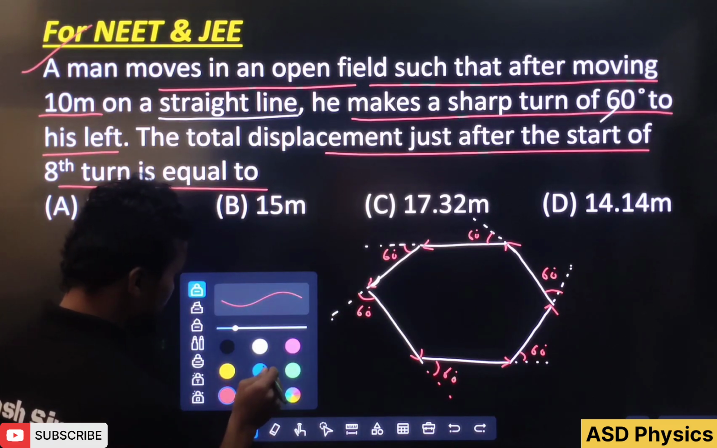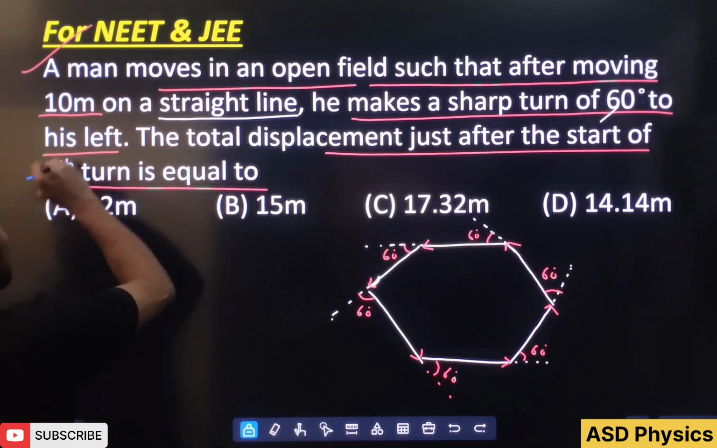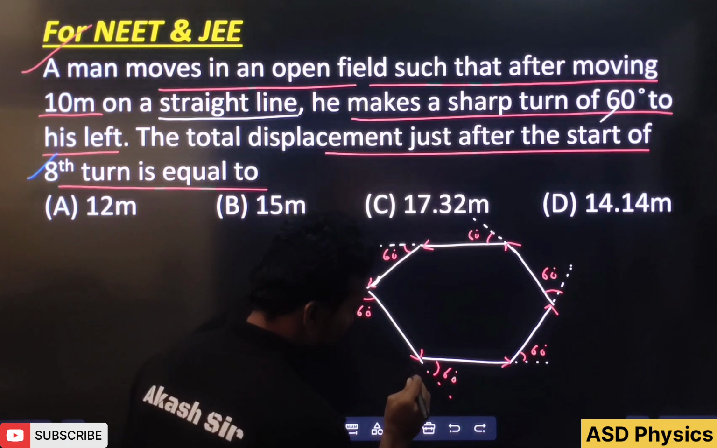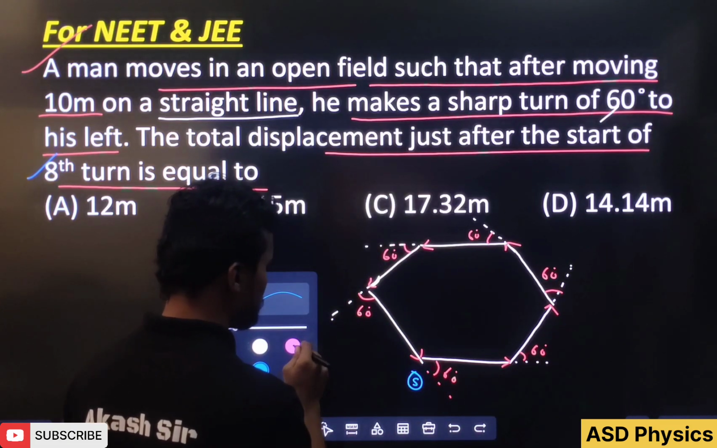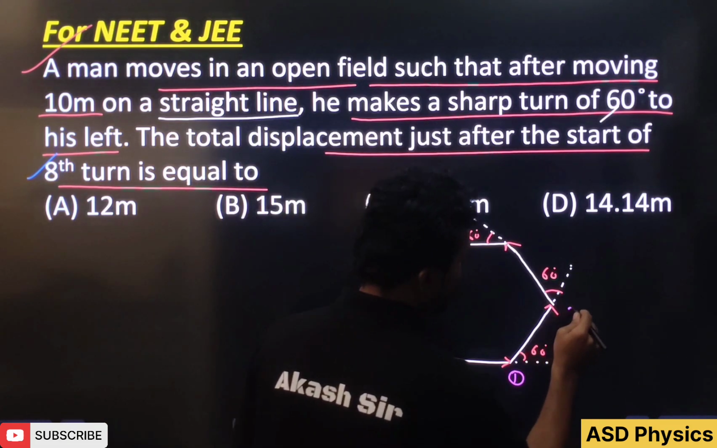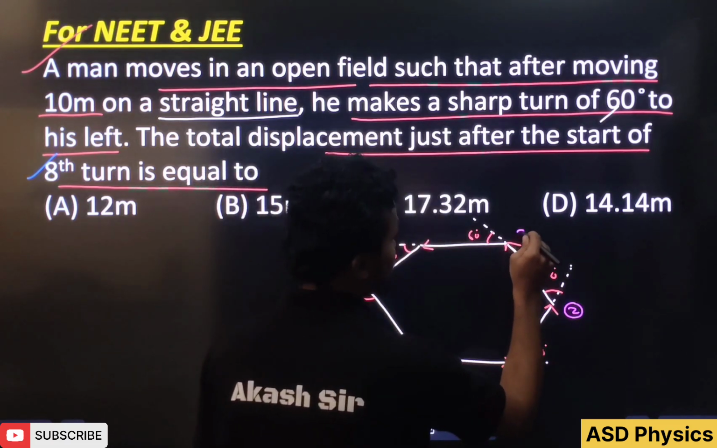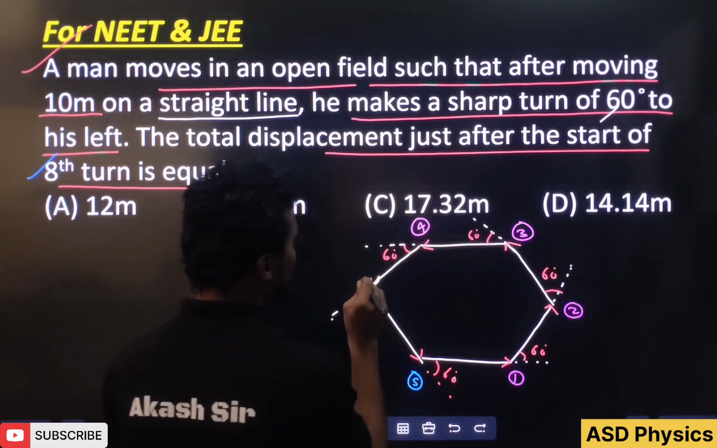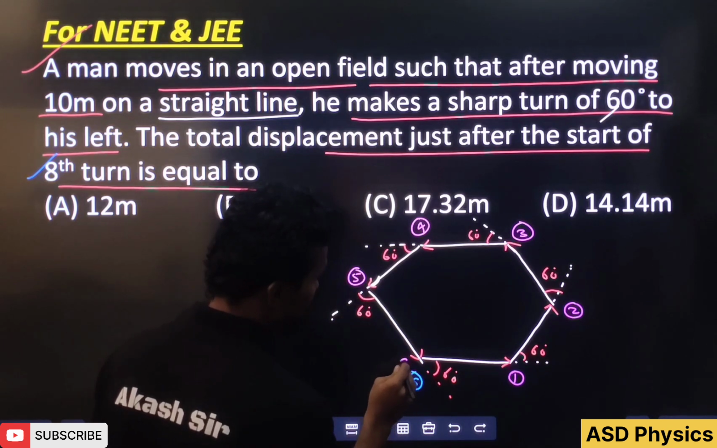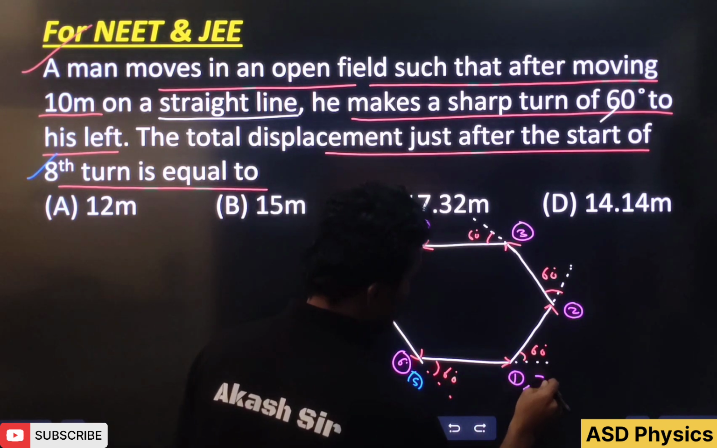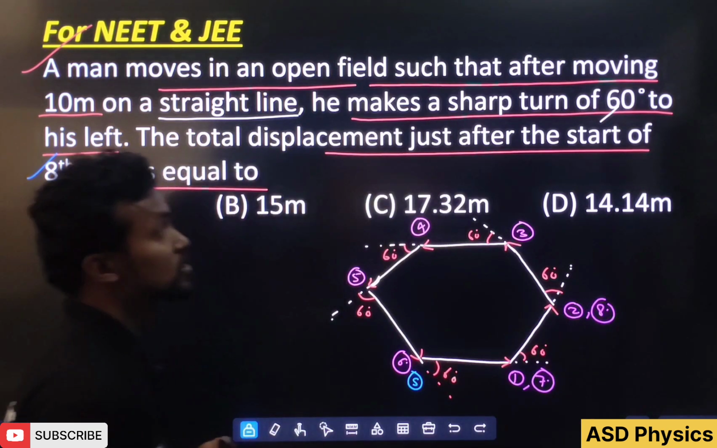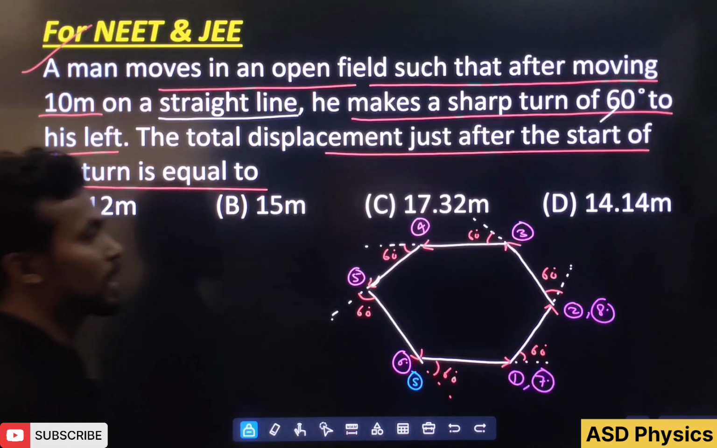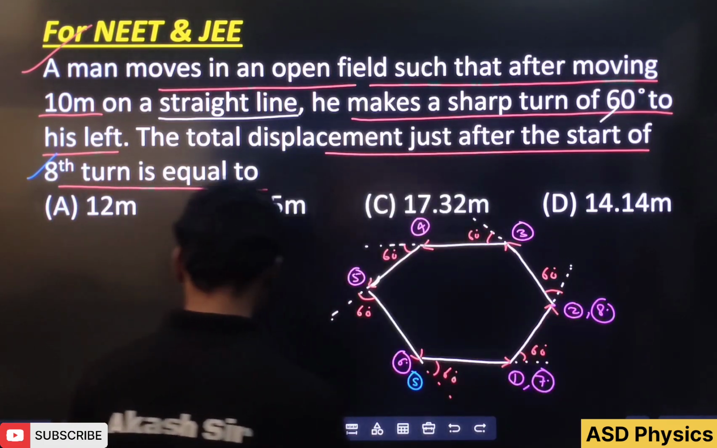Now let's count how many turns are there. In the question they are telling which turn? Eighth turn. Okay, so the man's starting point here is the initial point. So let's see here, students. Where is the first turn? First turn is here. Then second turn. See very well. Third turn. Fourth turn. Fifth turn. Here again, sixth turn. Seventh turn. And here, eighth turn. In the question what are they asking? After the start of the eighth turn, that means from here the eighth turn is starting.